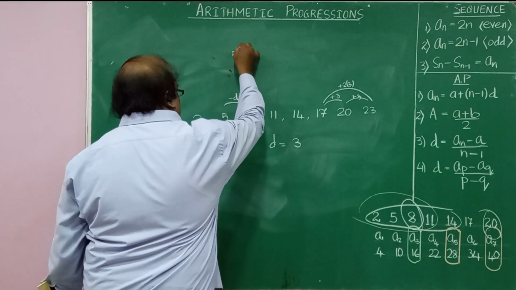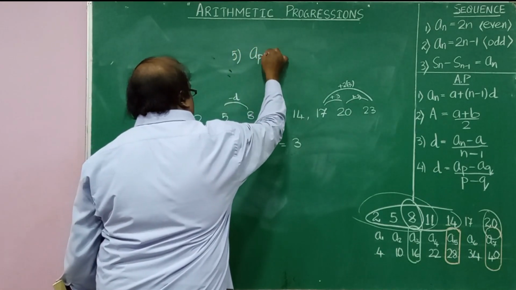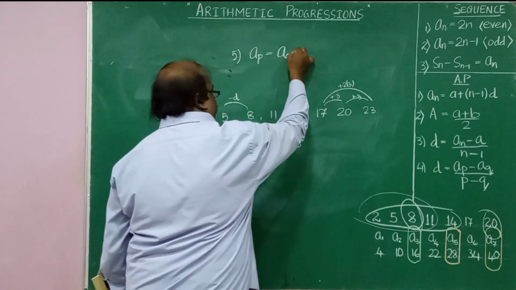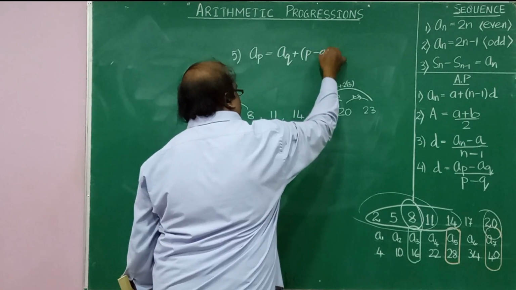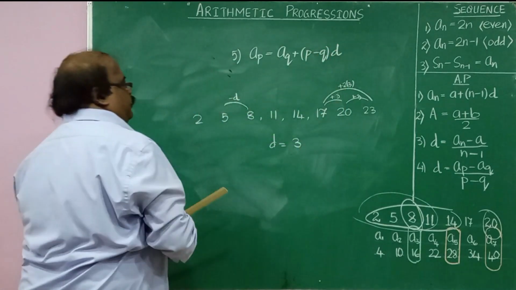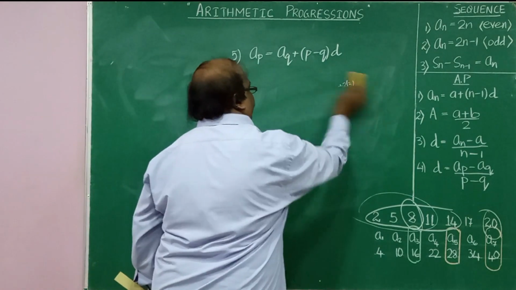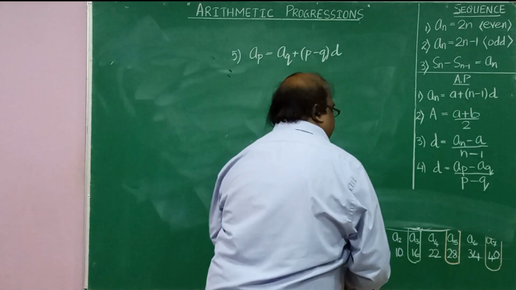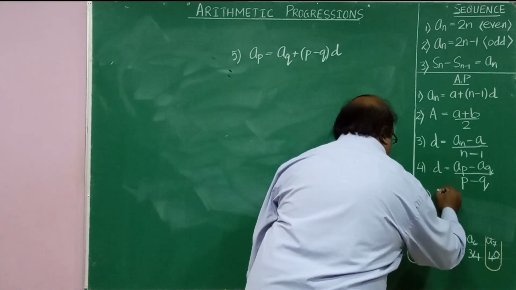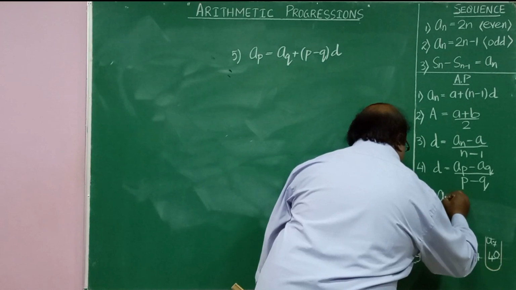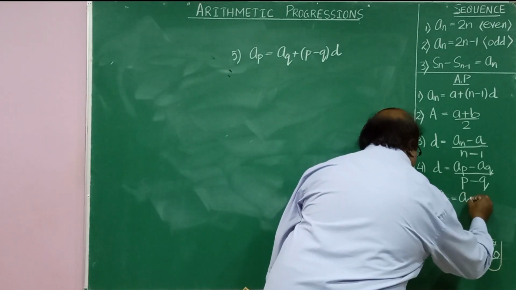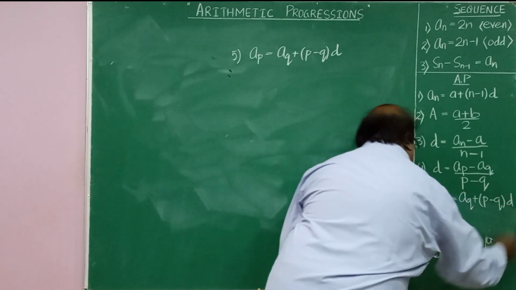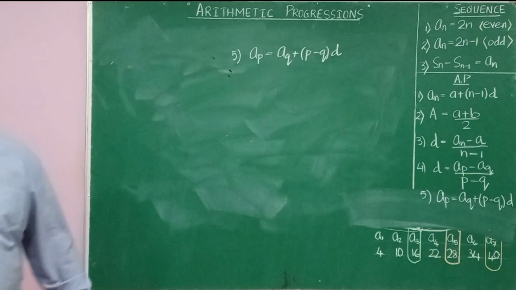Then comes formula number 5. Formula number 5 states that AP is equal to AQ plus (P minus Q) into D. This is formula number 5. What does formula number 5 state? That AP is equal to AQ plus (P minus Q) into D. Let me check.